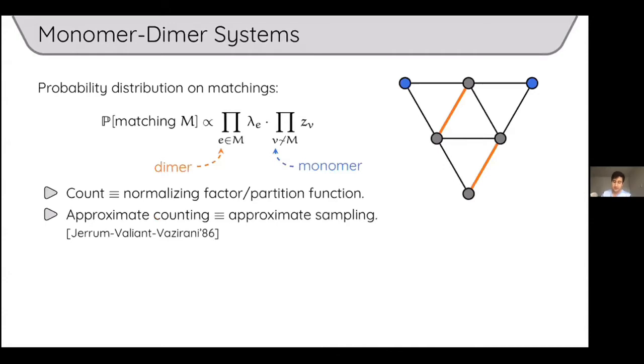Okay. Because of some very powerful results coming from work of Jerrum, Valiant, and Vazirani, approximately sampling from this type of distribution and approximately computing the partition function are algorithmically equivalent. So if you can produce samples that are, let's say, epsilon close in total variation distance from this distribution, then you can also approximately count and vice versa. So what I'll show you for the rest of the talk is how to produce samples from this distribution.